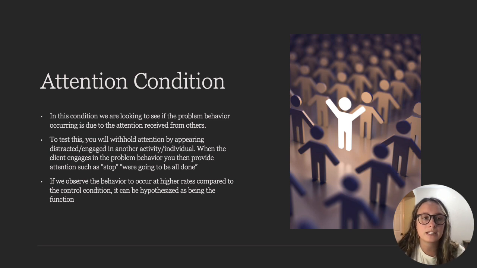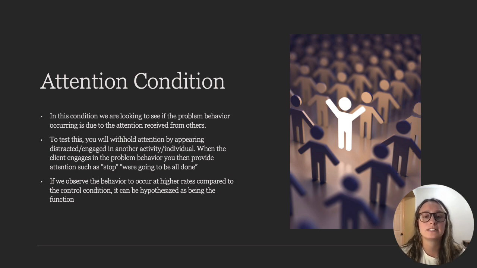And so now moving into the attention condition, pretty self-explanatory, but here we are looking to see if the behavior occurring is maintained by the attention received from others, so either the RBT or anyone else in that room. So what we would end up doing is having our attention elsewhere than the client. So we would be engaged with another person or activity, seeming distracted.